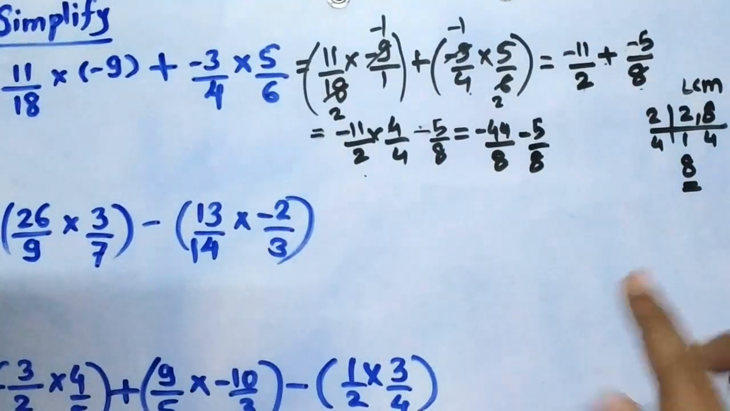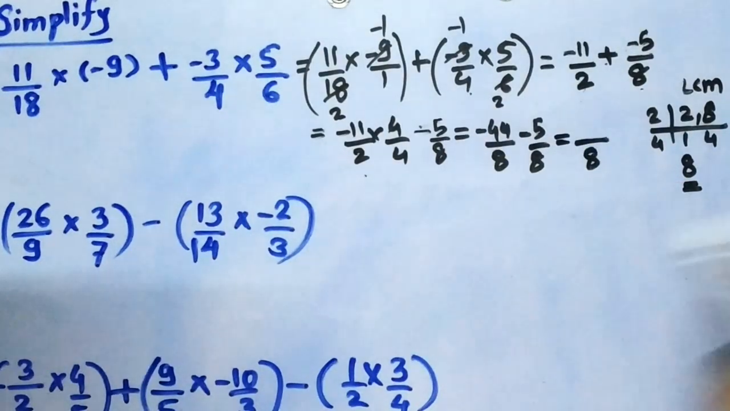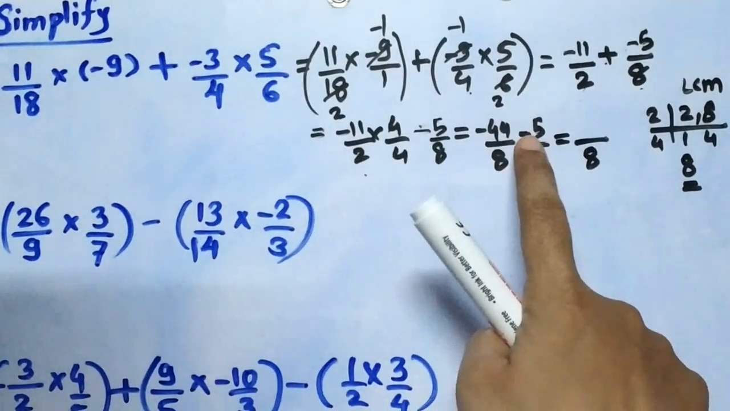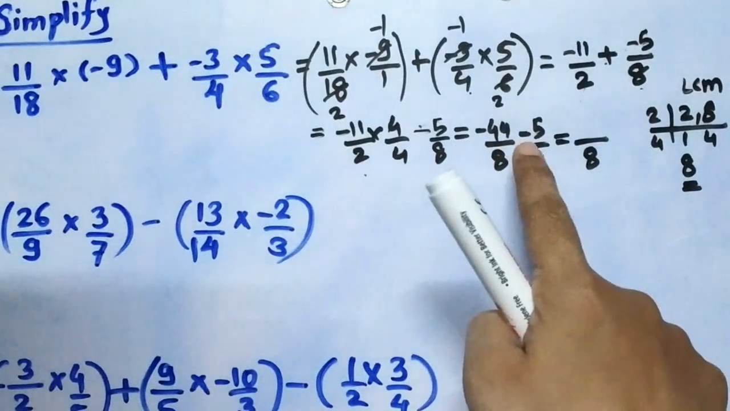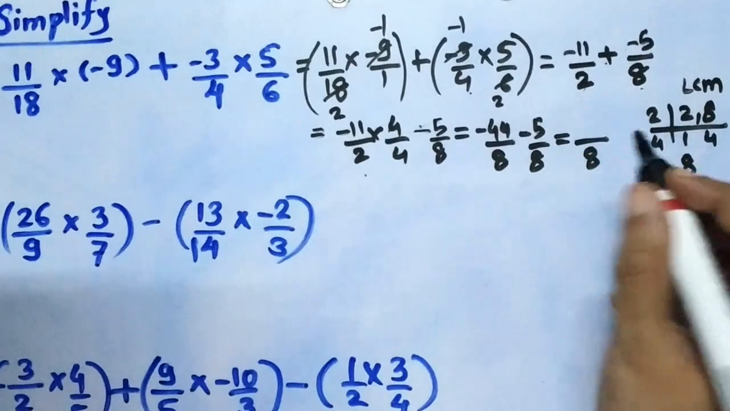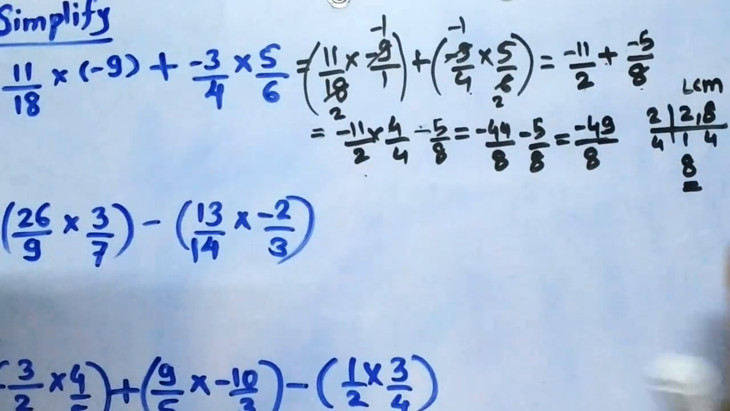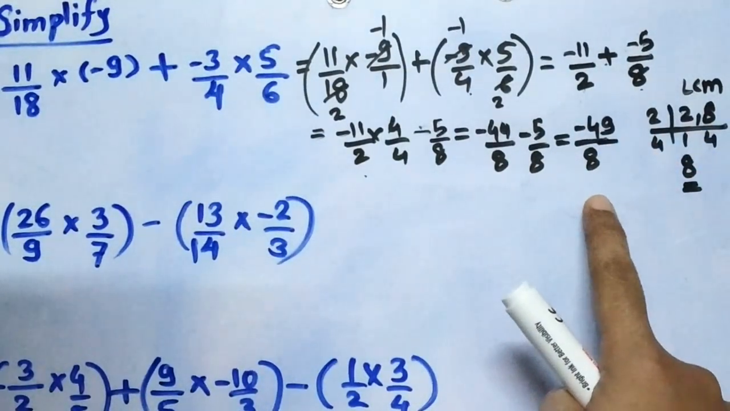So now the denominator is the same, 8. So you can write a common denominator 8 here, and minus 44 minus 5. When both are negative integers, you have to add them, and after adding you need to keep the common sign. So here minus 49 by 8 will be the answer. Minus 49 by 8 is the final answer.